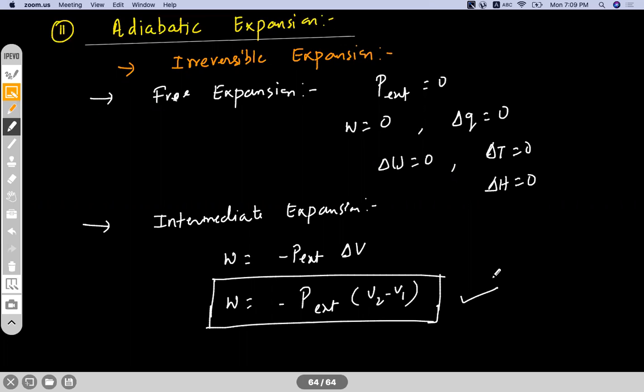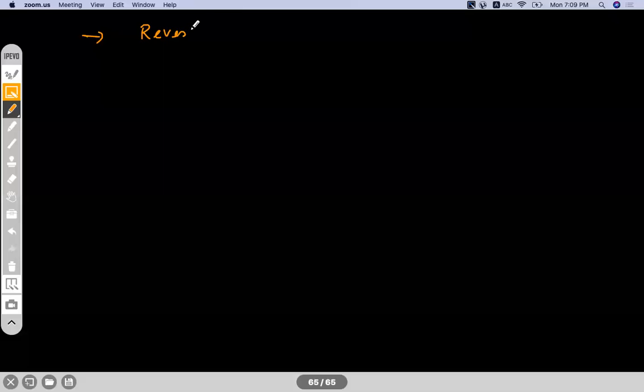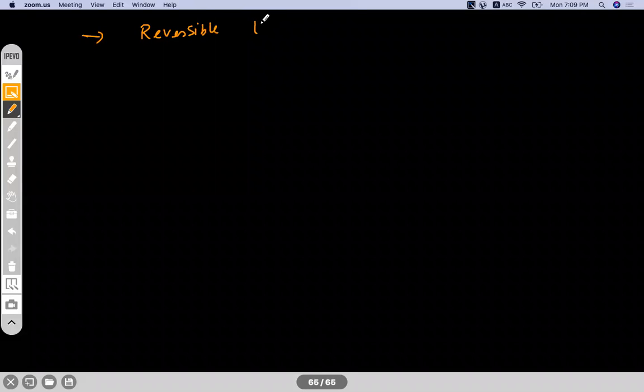Done. Same formula. So the basic formula of work done is this only. From this only, we'll find out the formula. So irreversible expansion is this. In case of reversible expansion, all we are doing under adiabatic process. Okay, so it is reversible expansion, you see. Reversible expansion.